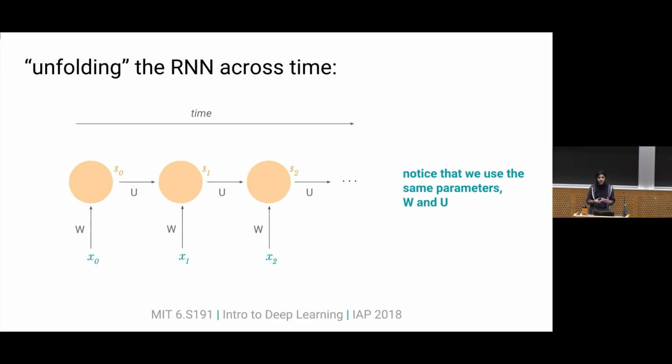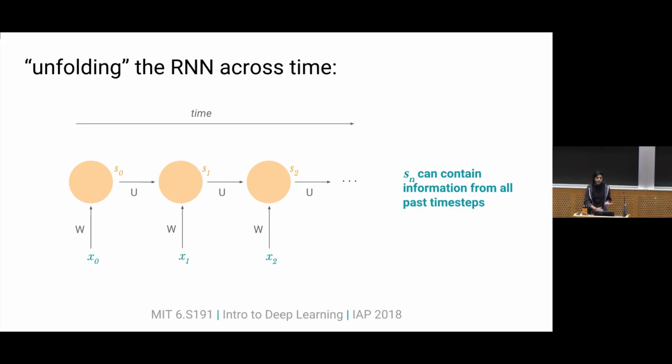This also helps us deal with variable length sequences. Because we're not pre-specifying the length of the sequence, we don't have separate parameters for every point in the sequence. So in some cases, we could unroll this RNN to 4 time steps. In other cases, we could unroll it to 10 time steps.